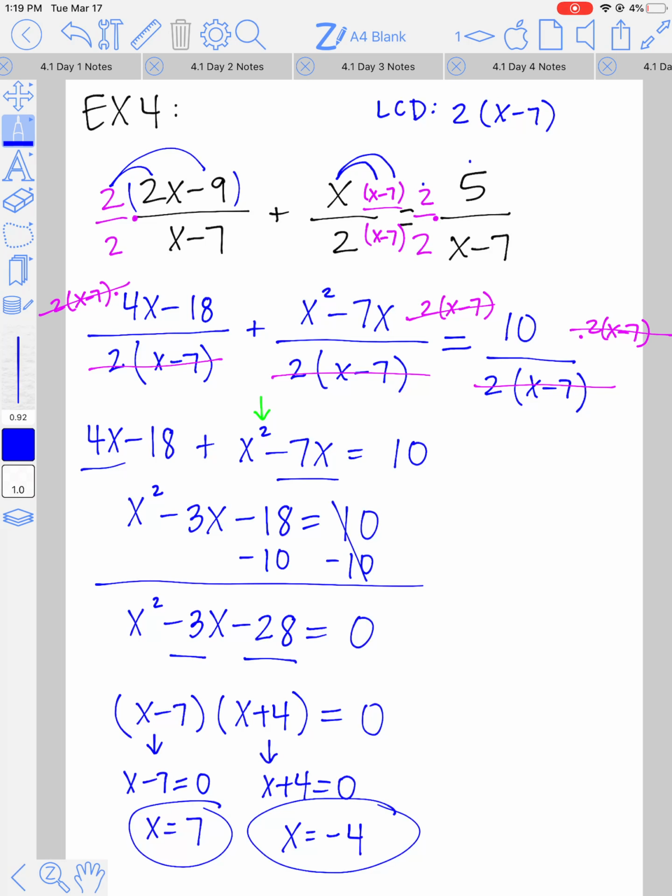And that pretty much sums up everything that you'll see and have to do on Canvas with solving rational equations. And that's it.